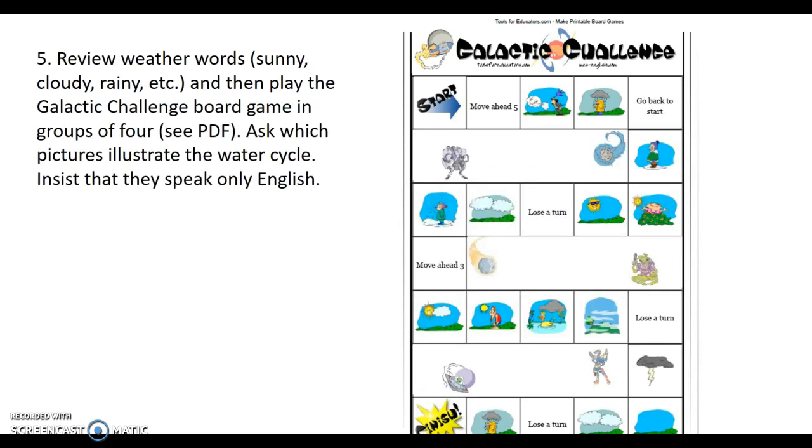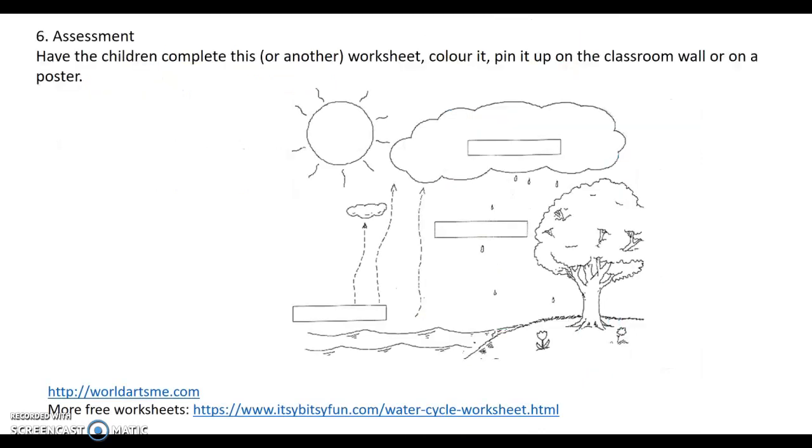I also made a board game here where they can also review their weather words, but you could use these also for precipitation. For example, it's raining, oh, precipitation, etc. And so I thought this would be a good activity that they could do in groups of 4. So again, they would be practicing their English in a peer situation, sort of a cooperative learning situation.